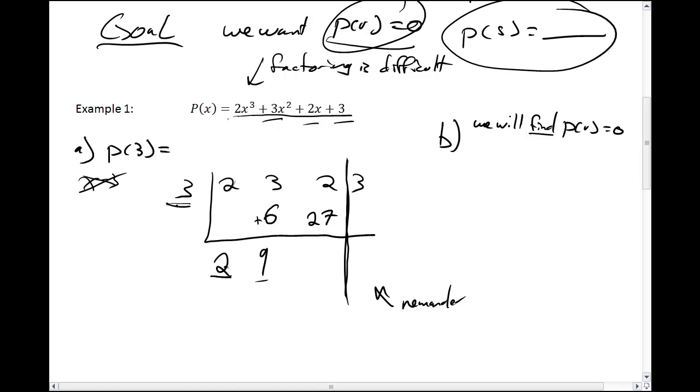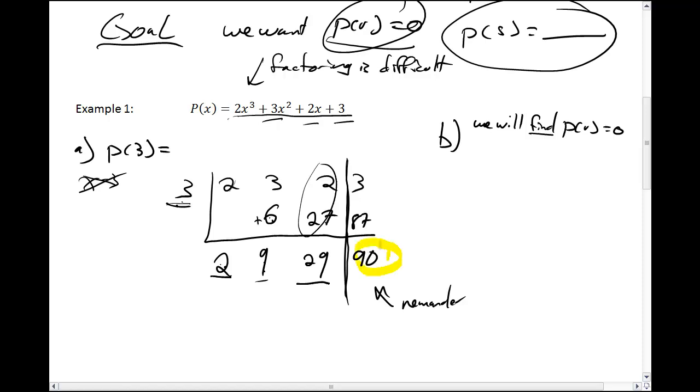So you pulled the 2 down, 3 times 2 gave me 6. Add 6 and 3 together, that gets you 9. Multiply the 9 times the 3, that gives you 27. I'm going to add 27 and 2 together to get 29. Take that answer and multiply it by 3, and that gives me 87. 87 plus 3 gives me 90.